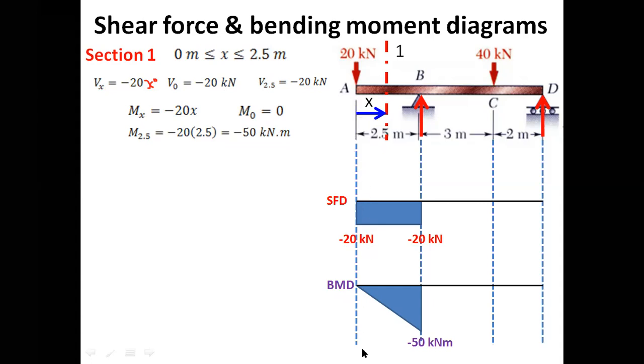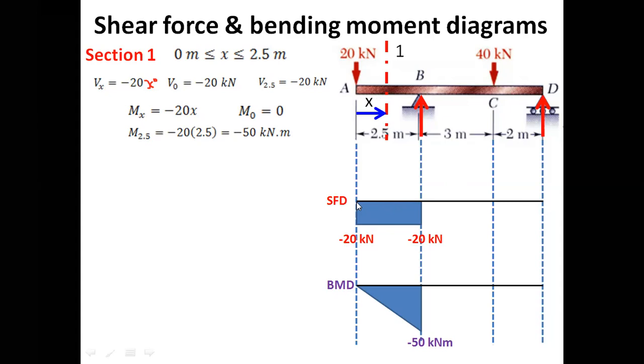So draw a vertical line passing through the concentrated load. And then for the shear force diagram, I'm drawing a horizontal line. This horizontal line represents the center line of the beam. In other words, this horizontal line represents the beam.